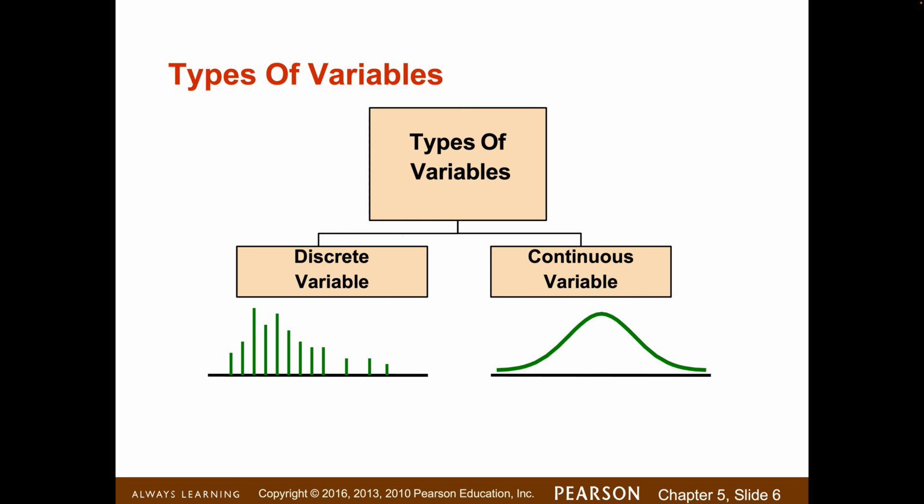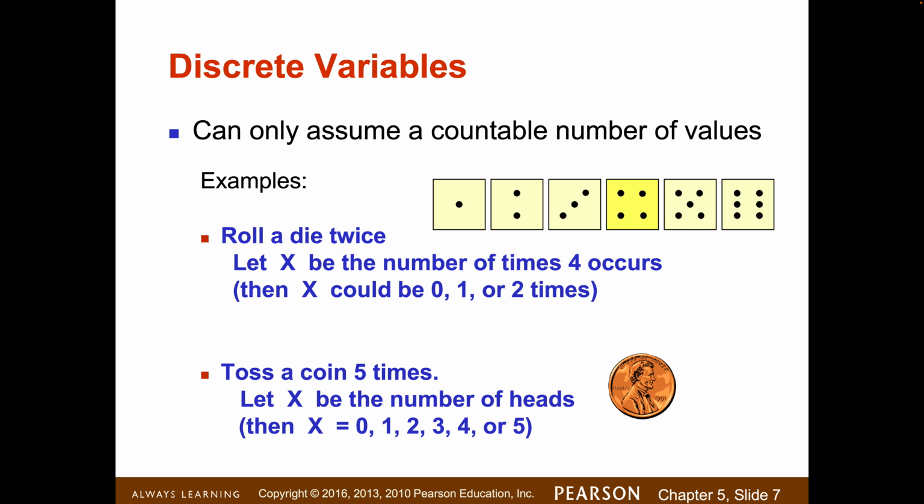Types of variables, again, discrete variables and continuous. As we'll find out later, continuous variables have distributions that are smoothed out, and discrete variables have something that reminds us more of a bar chart. Discrete variables can only assume a countable number of values. If we roll a die twice and we let x be the number of times that a 4 occurs, then x could be either 0, 1, or 2. If we toss a coin 5 times and x is the number of heads, then x could be 0, 1, 2, 3, 4, or 5. So a discrete variable corresponds with a countable number of values. That should be tattooed to your brain: discrete corresponds with countable.